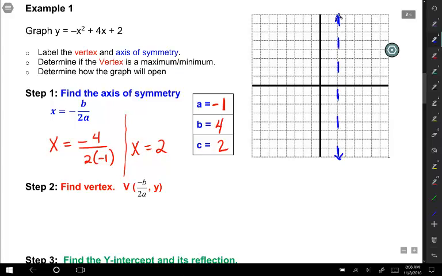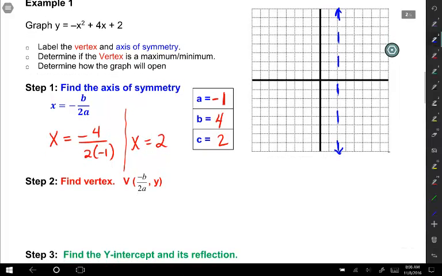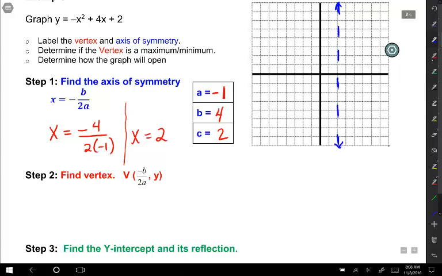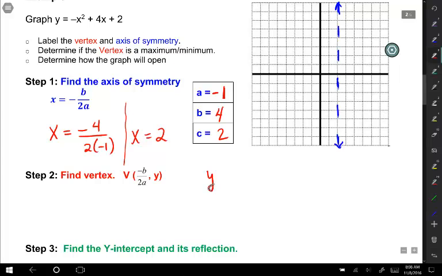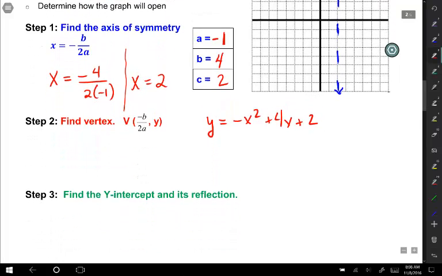It's dotted once again because it's just a reference. It's not really there. Now, we take that value of 2, and we're going to put that value of 2 back into our original problem. So I'm going to just copy that down here. y equals negative x squared plus 4x plus 2. And we're going to put the value of 2 into there to try to find the value of y. So here we are, we're putting in the value of 2.